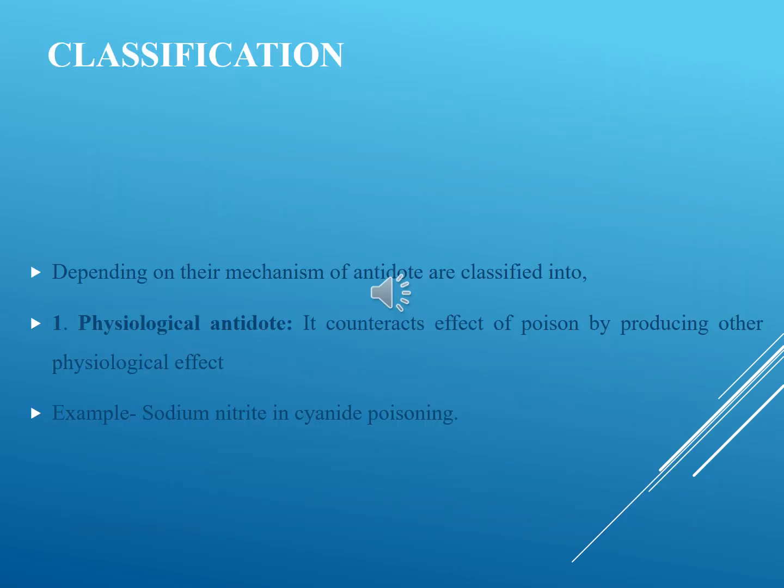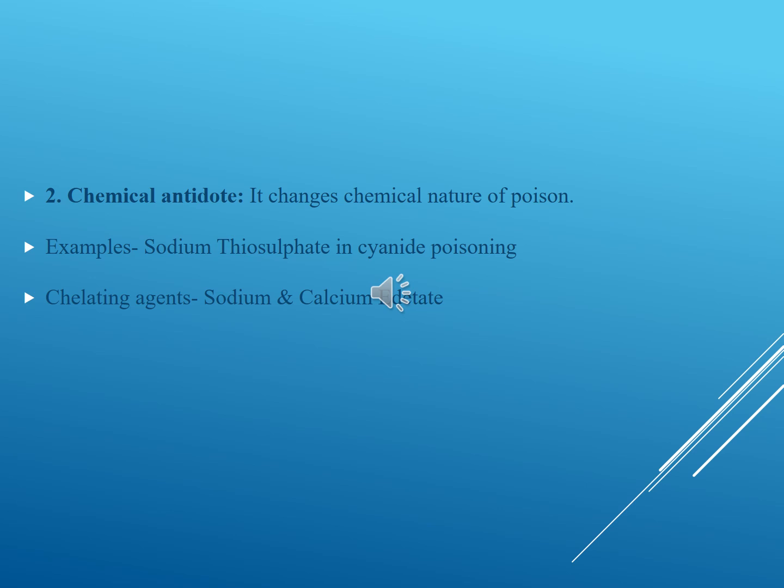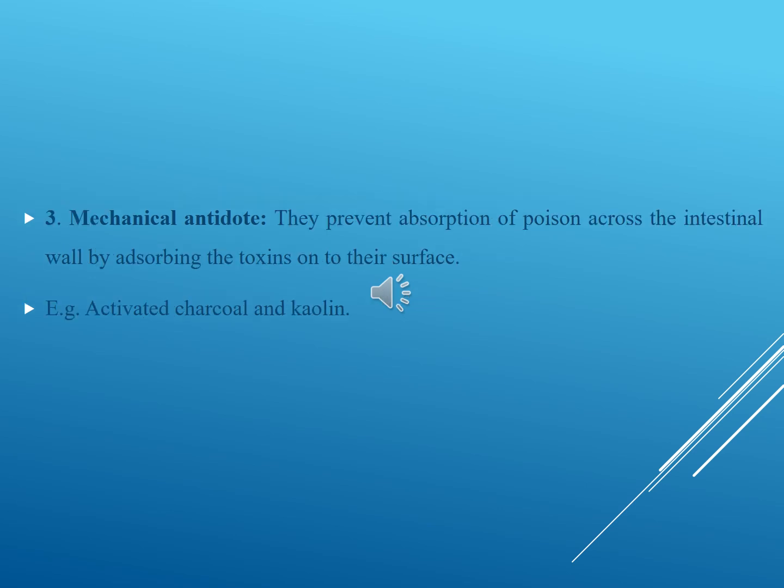Classification of antidotes depending on their mechanism: the first one is the physiological antidote. It counteracts the effect of poison by producing other physiological effects. Example: sodium nitrite in cyanide poisoning. The second classification, chemical antidote, changes the chemical nature of the poison. Example: sodium thiosulfate in cyanide poisoning. Chelating agent: sodium and calcium edetate. Mechanical antidote: they prevent absorption of poison across the intestinal wall by adsorbing the toxins onto their surfaces. Example: activated charcoal and kaolin.